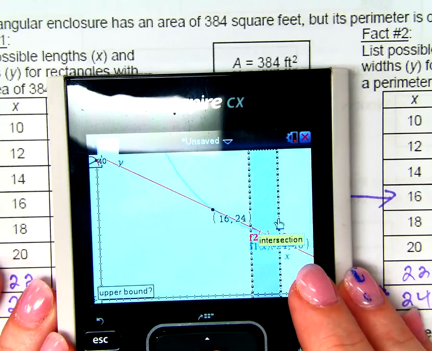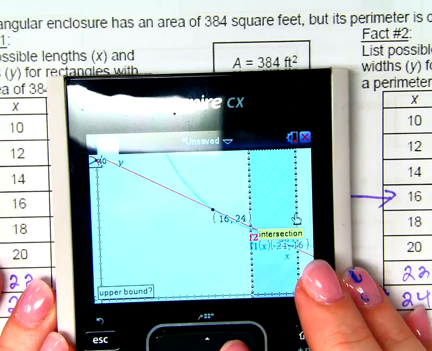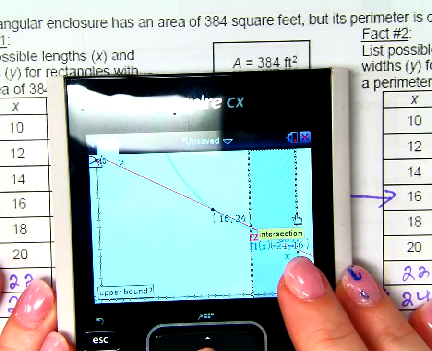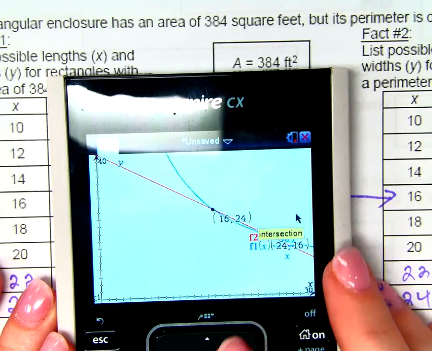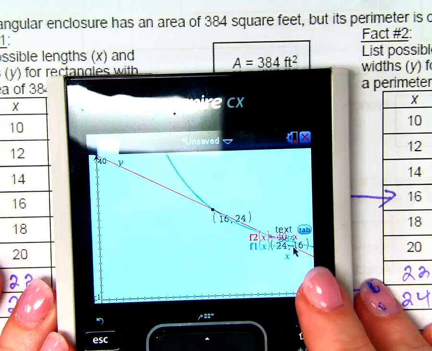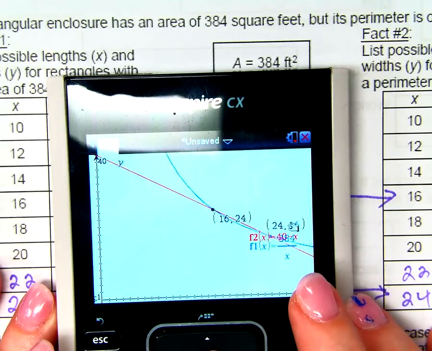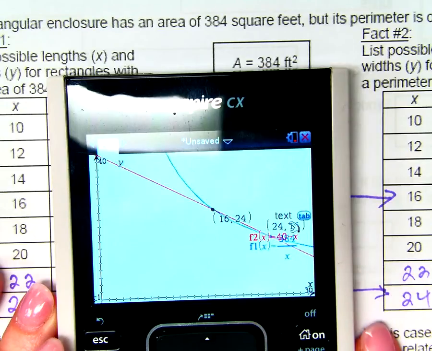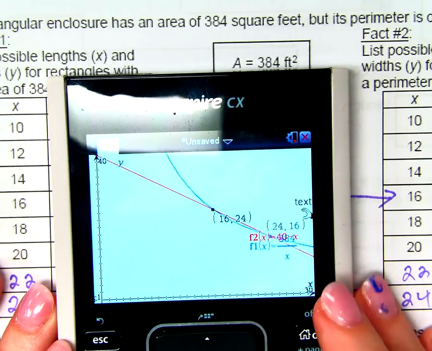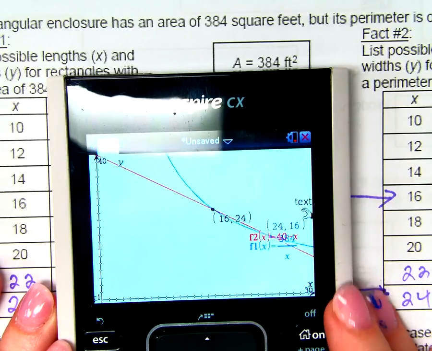My calculator's thinking really hard today. Mine is really bad right now. 24 and 16. You can barely see it right there, but you can still see it, right? Control, close. I'll scoot it up a little bit. Any questions? Okay.